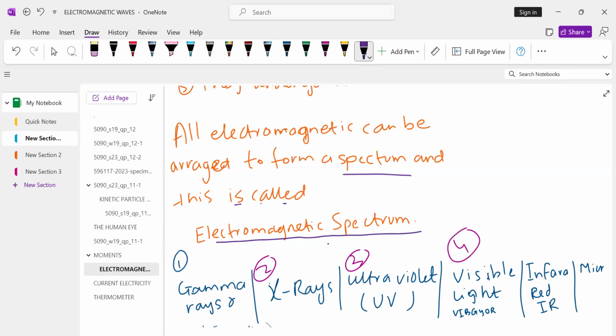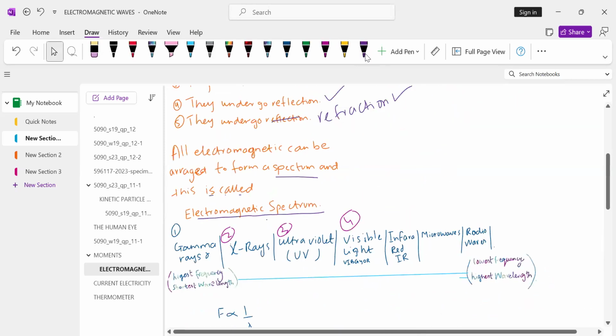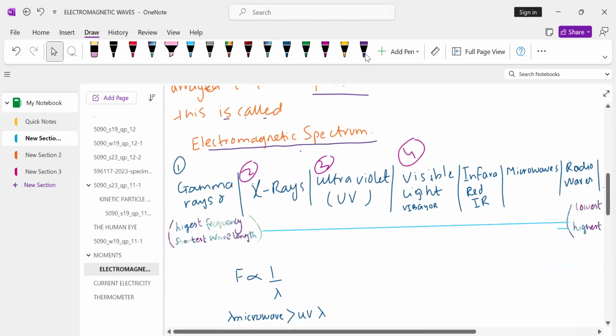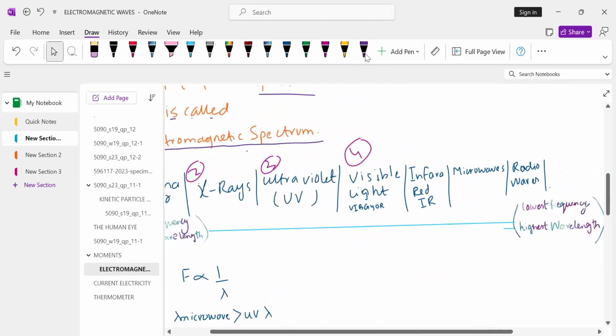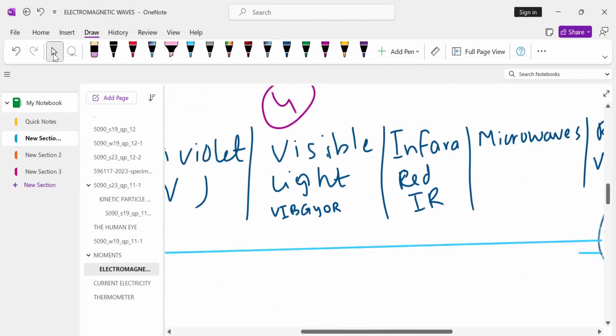So we have in total 7 waves. The first one is gamma rays. The second one is X-ray. The third one is ultraviolet, UV rays. The fourth one is visible light. In visible light, let me zoom in. We have 7 colors of light.